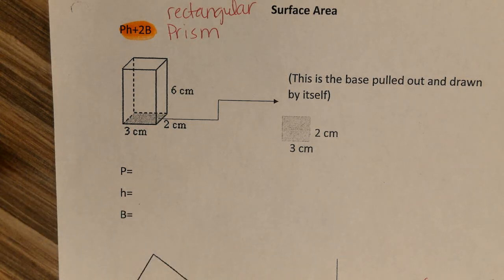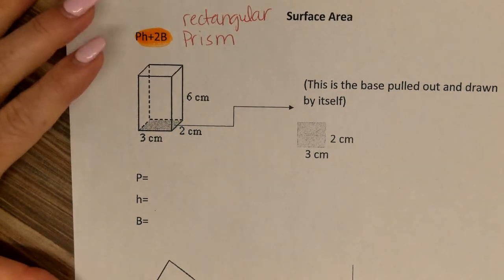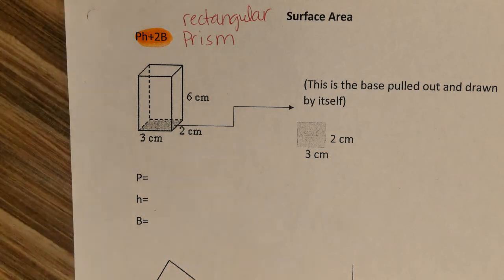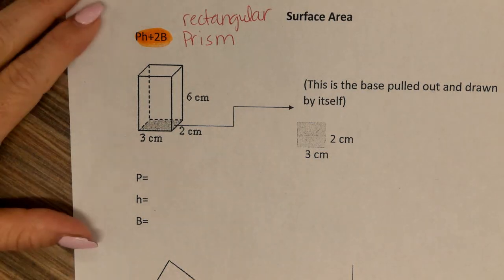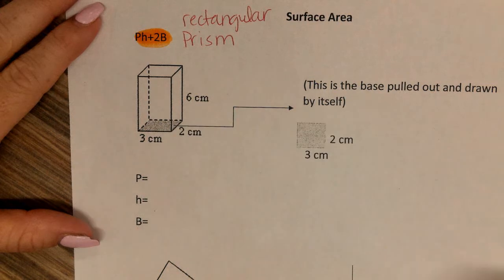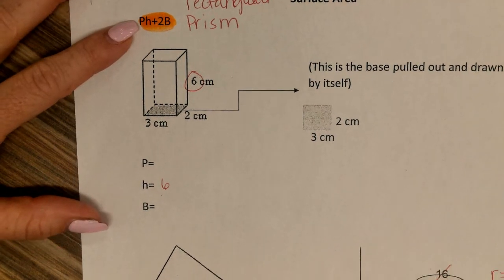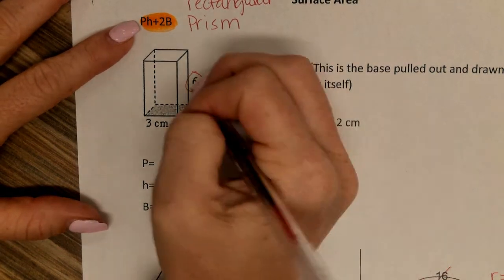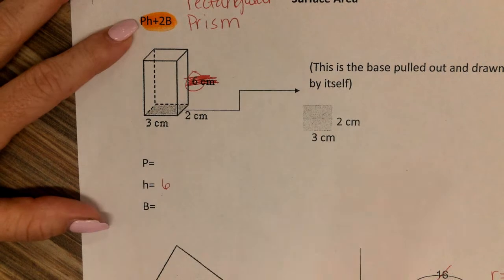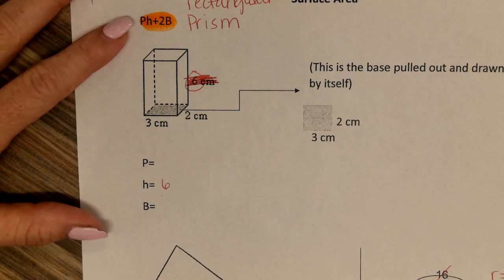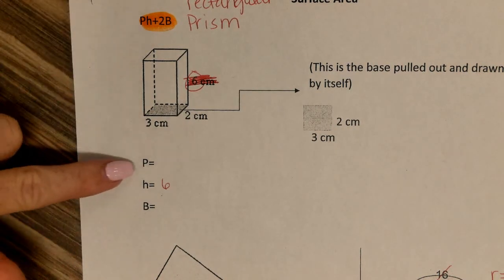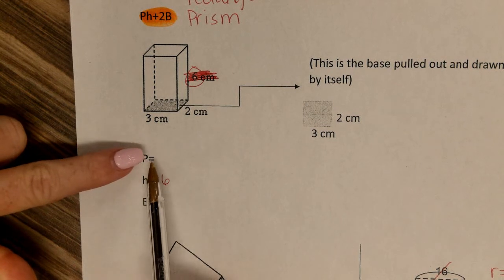All right, which one did I tell you to get first and write it down and mark it out? The height. Which one of these numbers is the height? 6. Once you write it down, what do you do? You will never use it again. You don't even want to see it. Okay, now what does P mean?